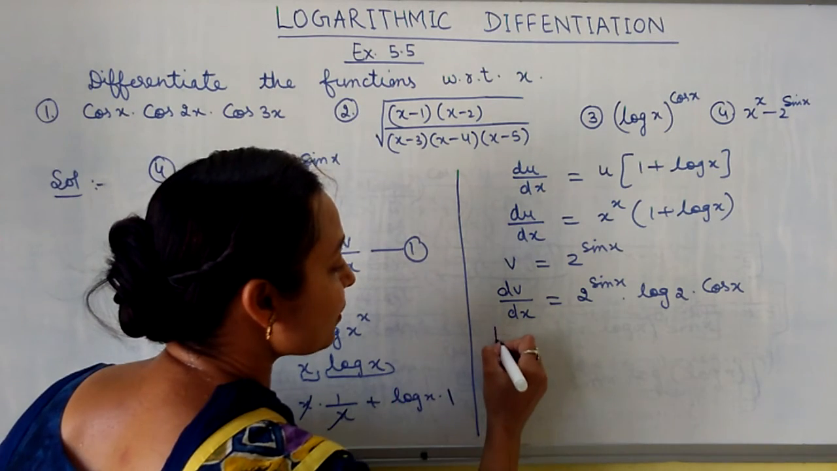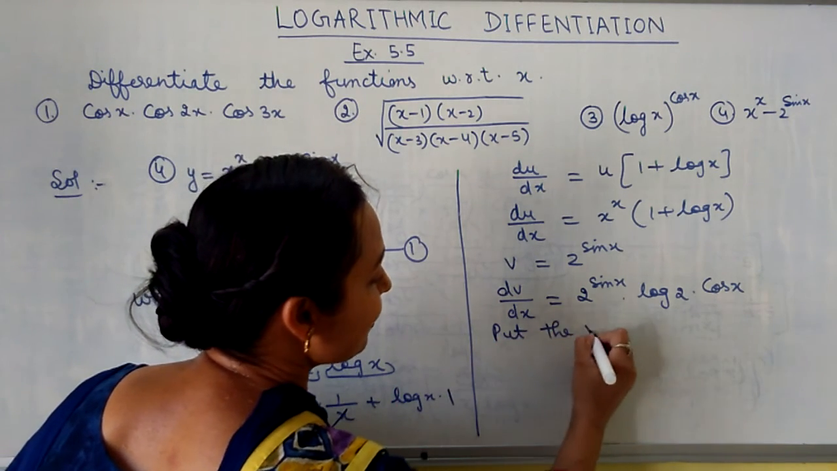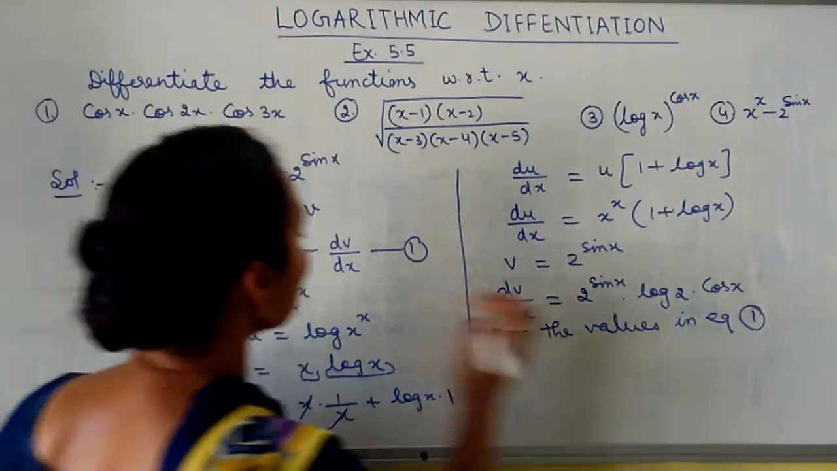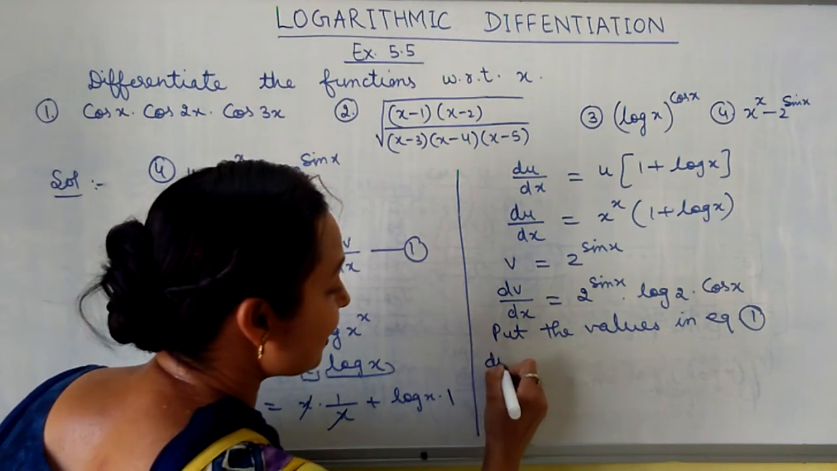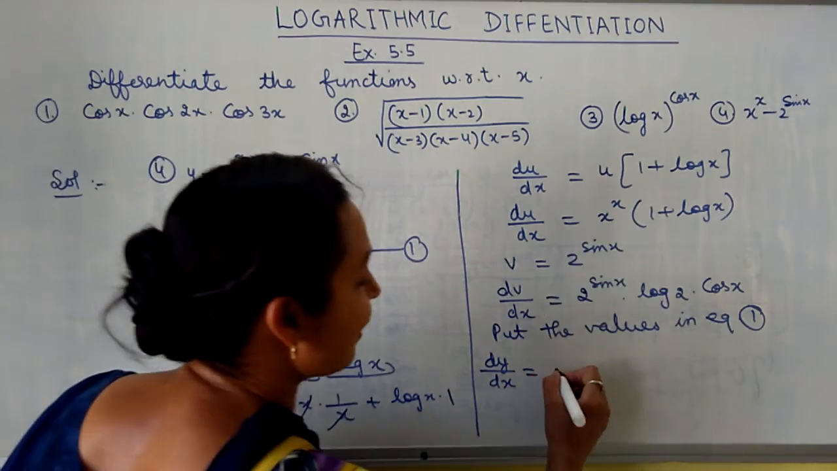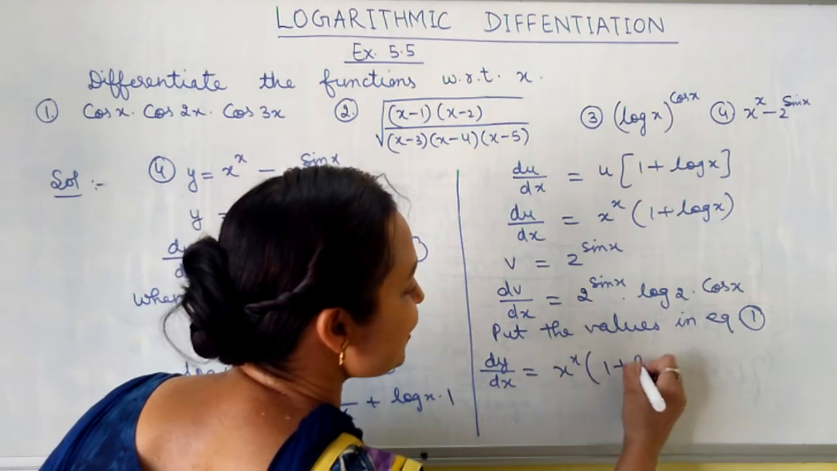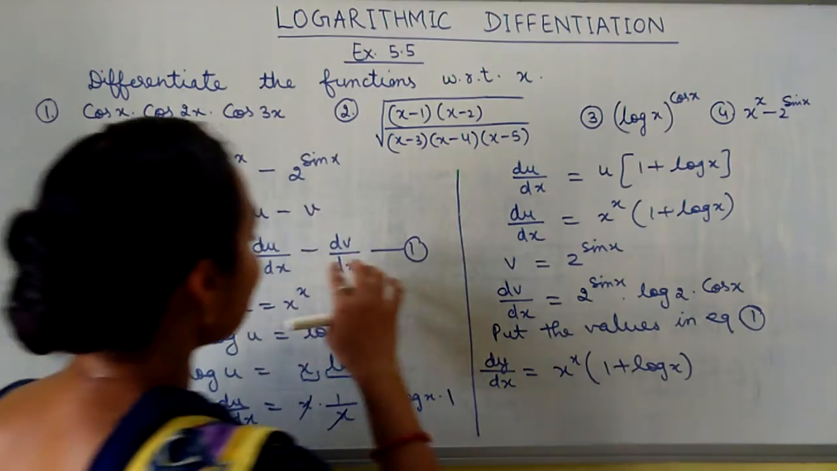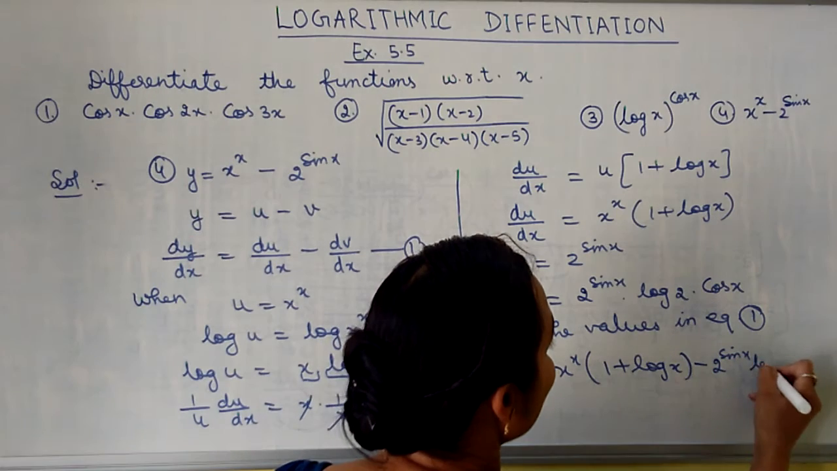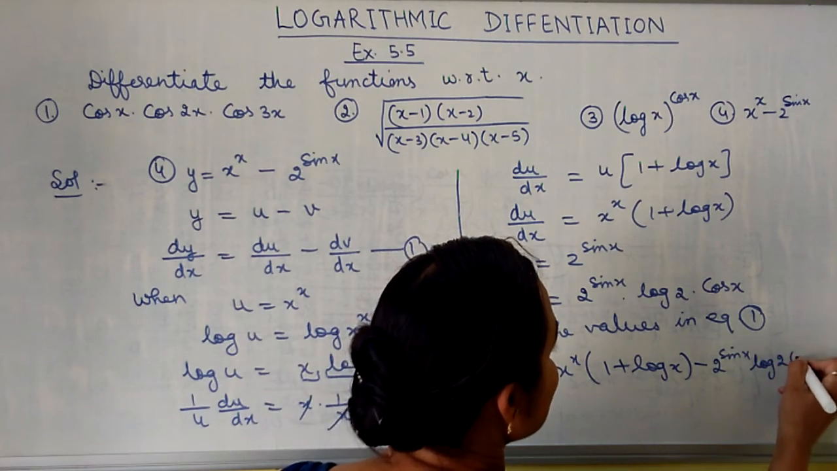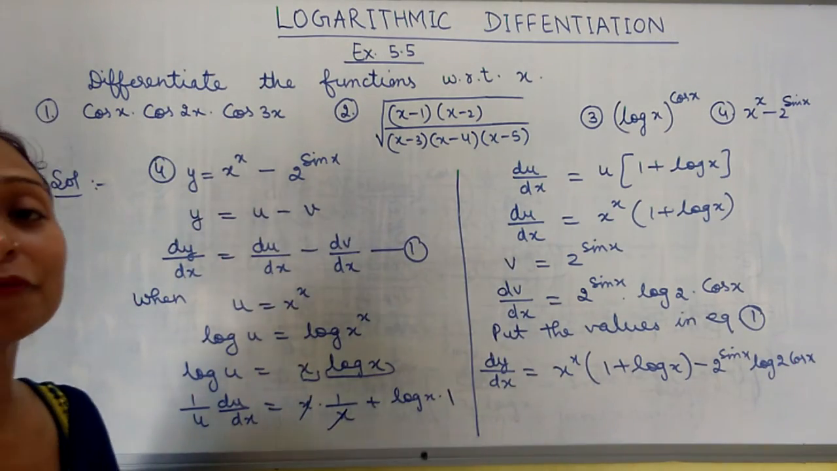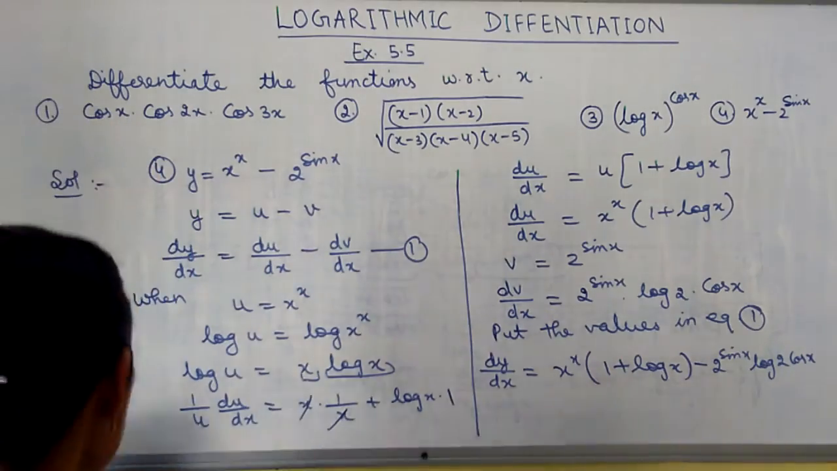Now put the values in equation 1. When you put the values in this equation, dy upon dx is equals to du upon dx, this is the value of du upon dx, x raised to power x into 1 plus log x, then minus v, that is 2 sine x log 2 cos x. So this is the way to solve the questions. These are the 4 questions. Now come to the next question.